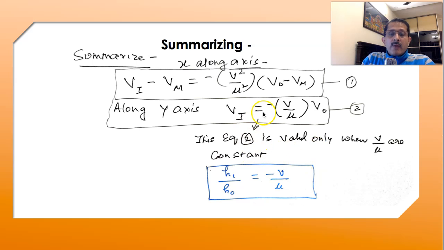However, if v by u is not constant, then we have to apply the formula of magnification, which is height of the image by height of the object is equal to minus v by u, and we have to derive it further. So this is a quick brief summary of the formulas which we have derived and which we would be using.